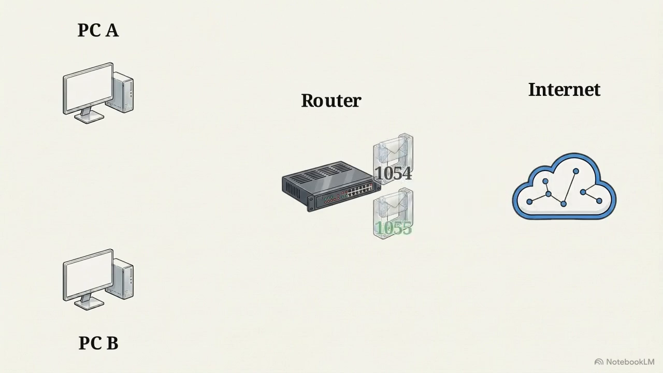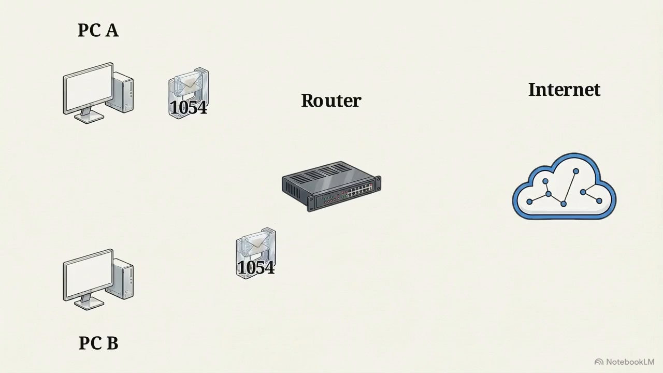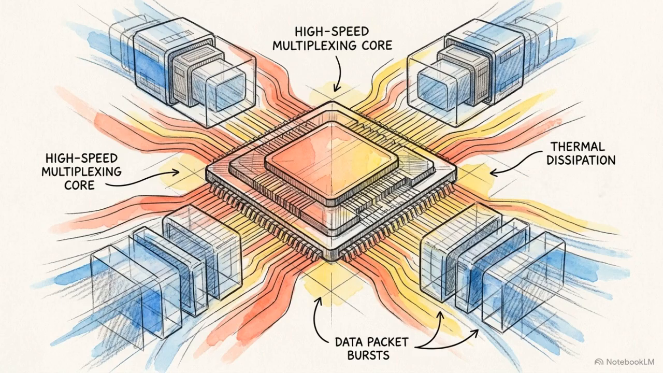When the data comes back from the internet, the router checks the destination port. If it says 1054, it forwards the packet to PC A. If it says 1055, it goes to PC B. This multiplexing happens millions of times a second.